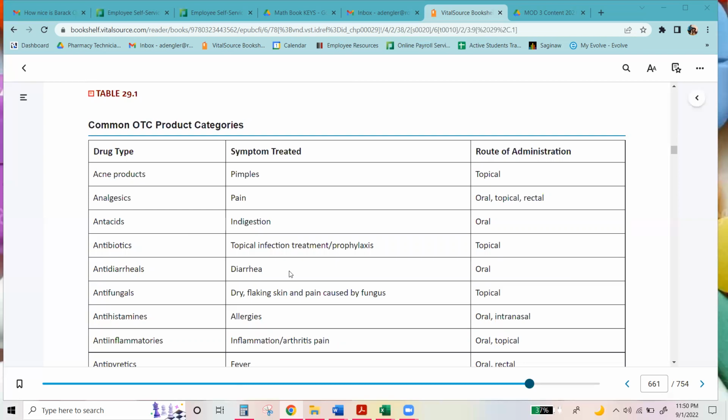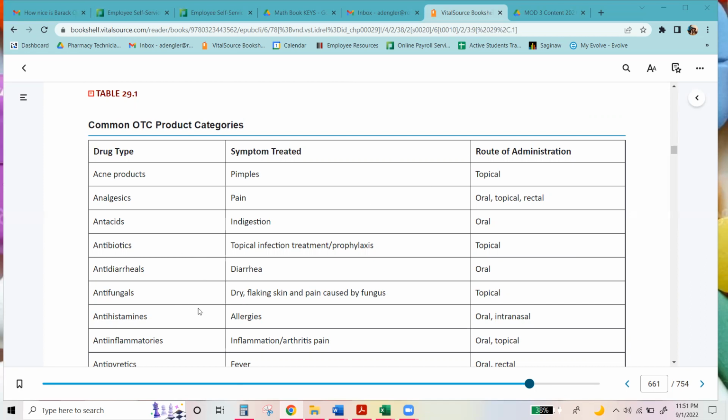Antibiotics for topical infection treatment and prophylaxis. So there's no antibiotics over the counter to treat bacteria orally. They're referring to Neosporin or bacitracin or Polysporin, the triple antibiotic creams, or the poly is 2 different antibiotics. Those are what they're talking about. Those are topical. For antidiarrheals, we're obviously treating diarrhea. Those are going to be oral.